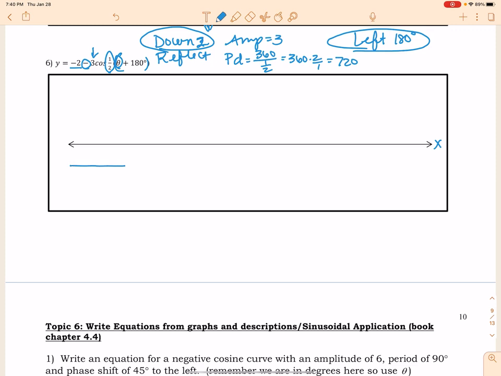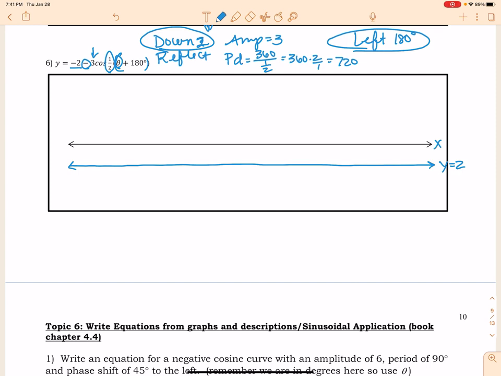So going to draw a solid line, and remember that's not the x-axis. The x-axis is already here. This is going to represent a guide for the center of my graph. So be careful with that.